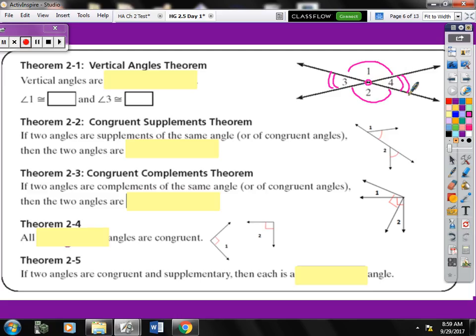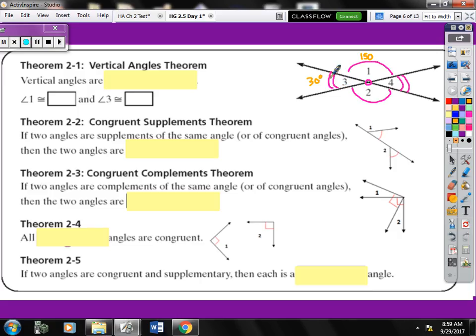When I taught this to you, I told you they're congruent. We proved it with numbers. If you remember, I said, let's say this is 150. Well, if this is 150, these two together are supplementary, right? So how big would angle 3 have to be? How many degrees would angle 3 have to be? Brett? 30 degrees.